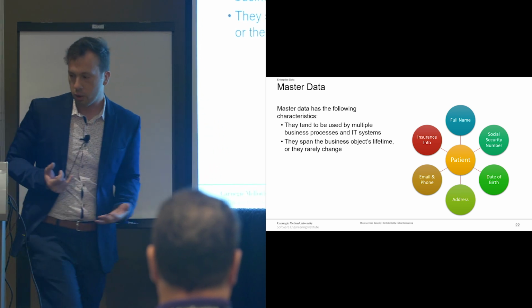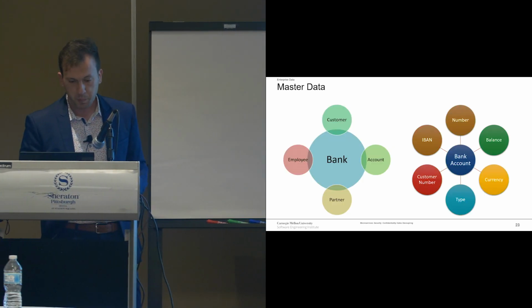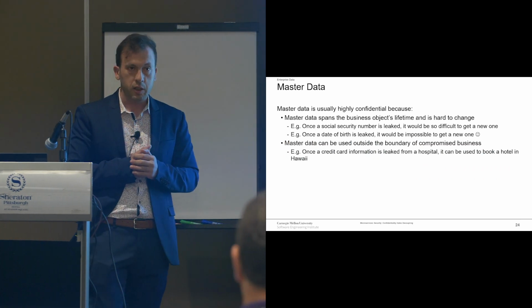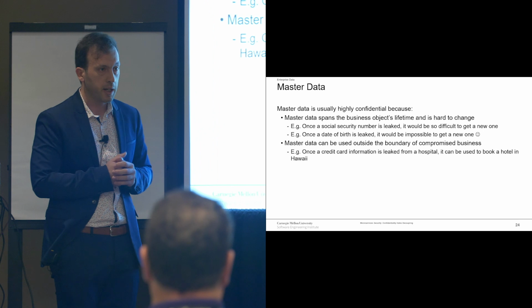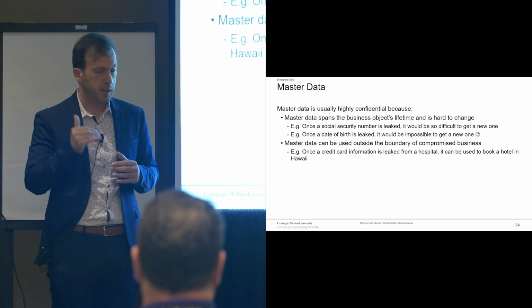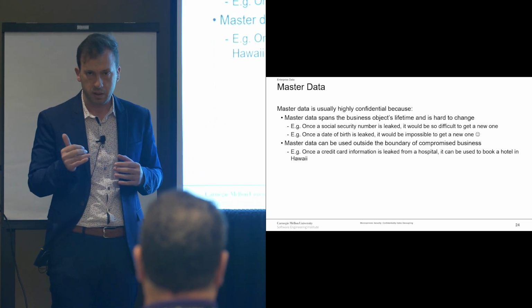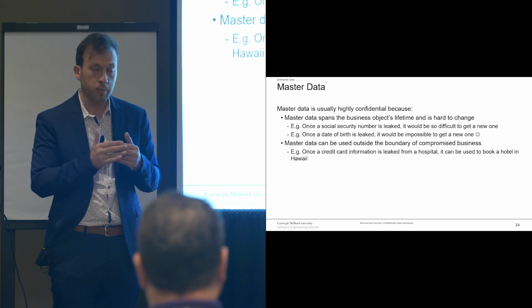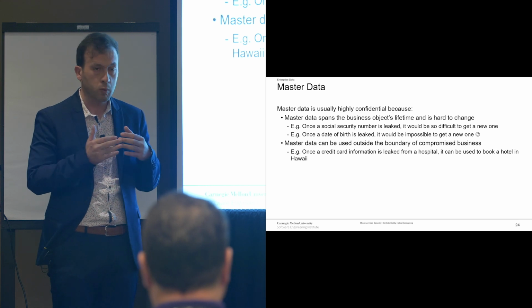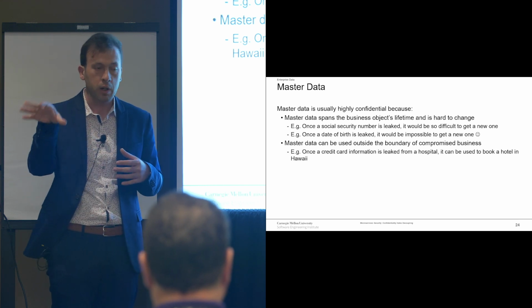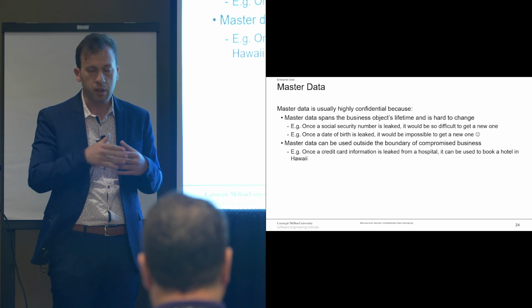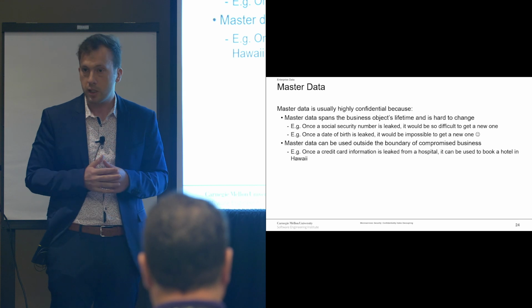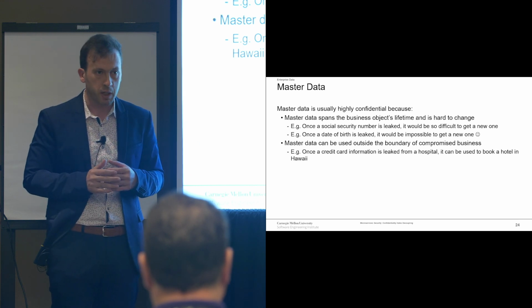Okay? So these characteristics of master data make the master data highly confidential. Highly confidential, because if we disclose the master data, then it will be so difficult to change this data for the business objects. For example, the social security number, the credit card information, once they are disclosed, it will be so difficult to change them for the patient.